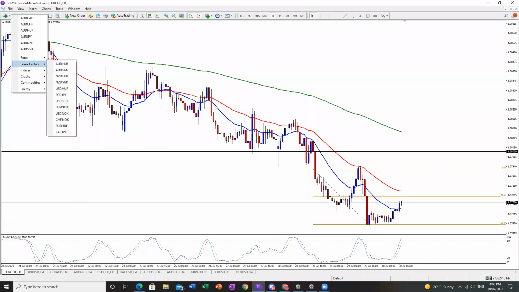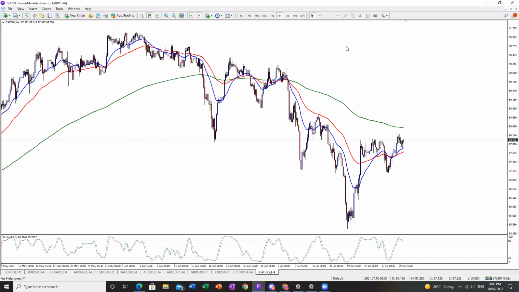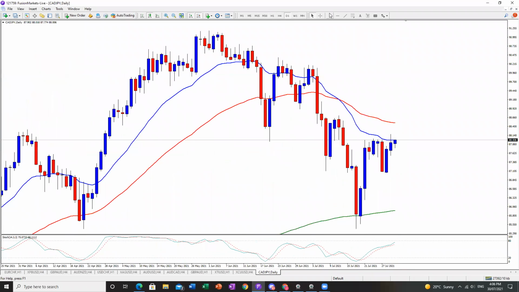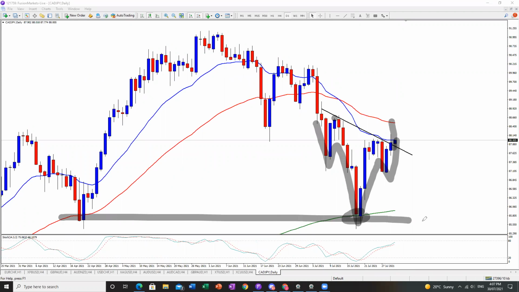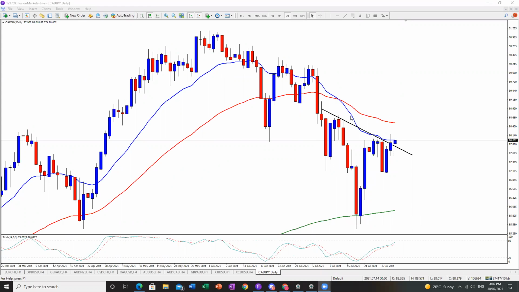Watch this. I'll quickly go over CAD yen, was the first one I asked about. Yeah, that's right. This one. Again, for next week, I want to see a big bullish engulfer close above this inverse head and shoulders, right? After bounce off the 200 EMA, support, oversold. Let's wait for a big bullish engulfer on that one. Big bullish engulfer on the daily chart.